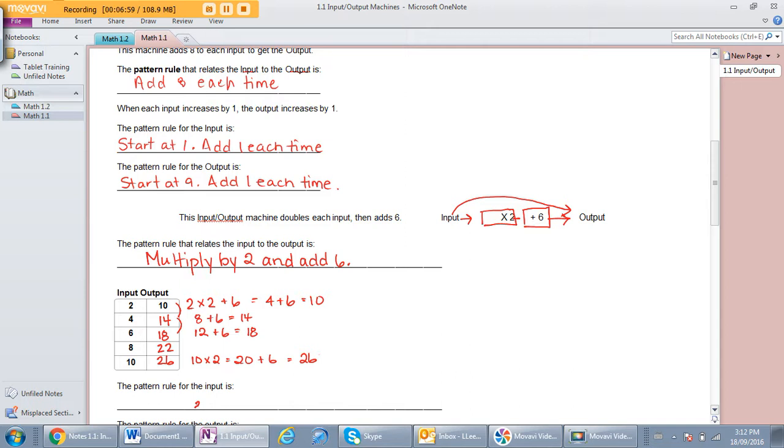When I want to look at the pattern rule for just the input, I'm taking a look at these numbers over here. And in this case, I'm going to be starting at 2 and I am adding 2 each time.